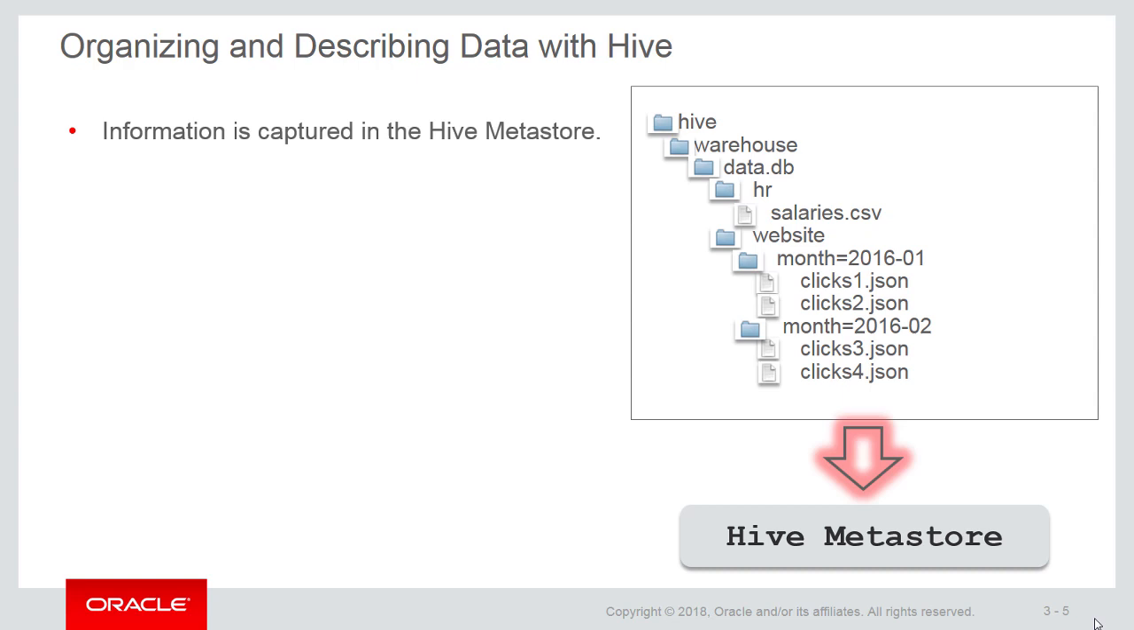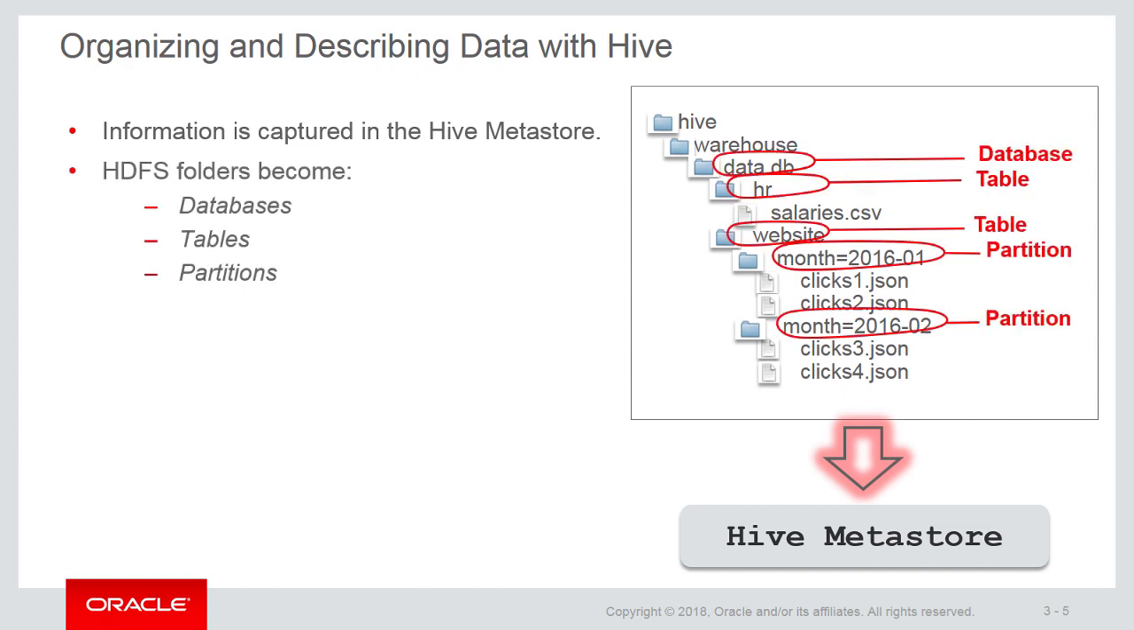Hive provides some level of organization to the stored data. Folders have meanings. Information about the stored data is captured in the Hive metastore. HDFS folders become databases, tables, and partitions. In this example, the Hive warehouse has a folder named Hive Warehouse. The database name is data.db. There are 2 tables, HR and website. There are also a few partitions, month equal 2016-01 and month equal 2016-02. Basically, Hive is creating a metadata layer on top of the data that lives in Hadoop.